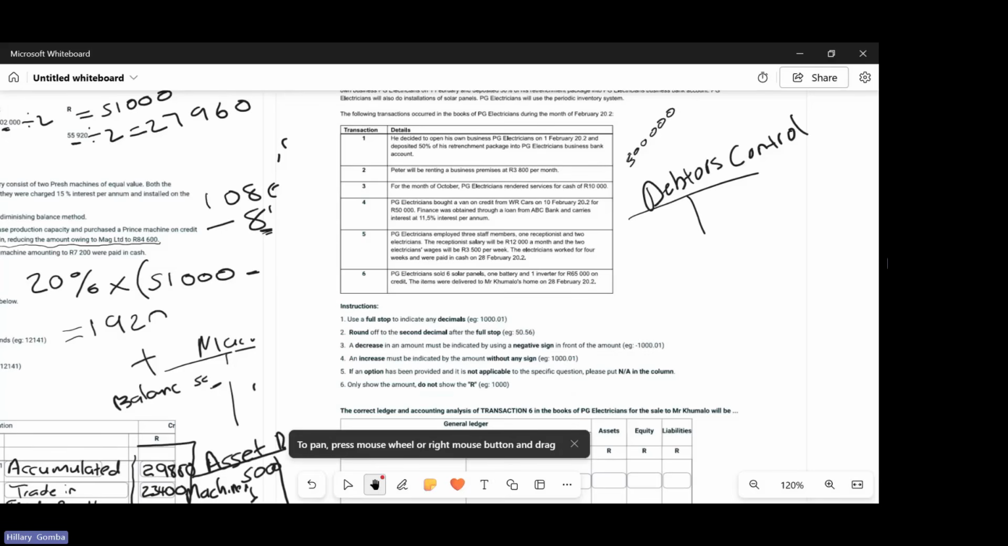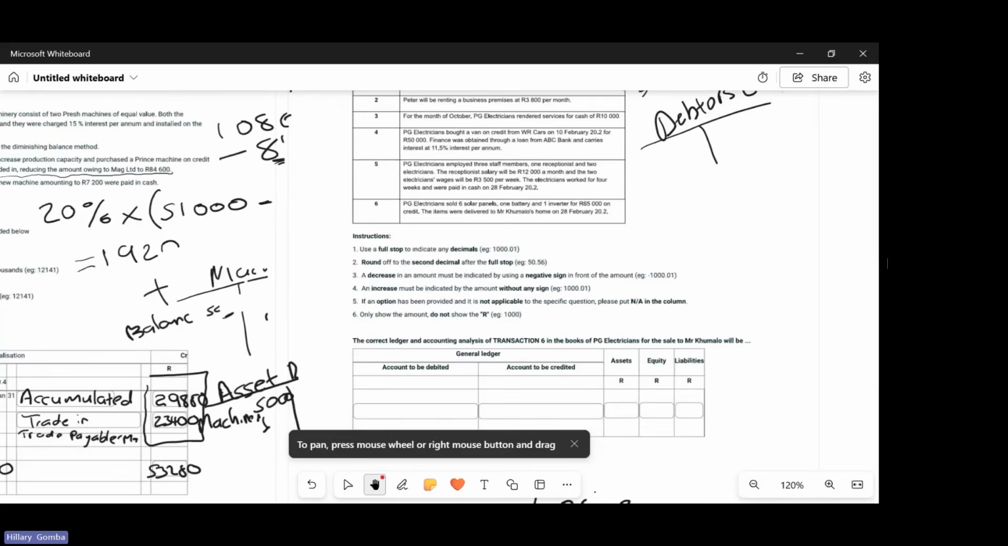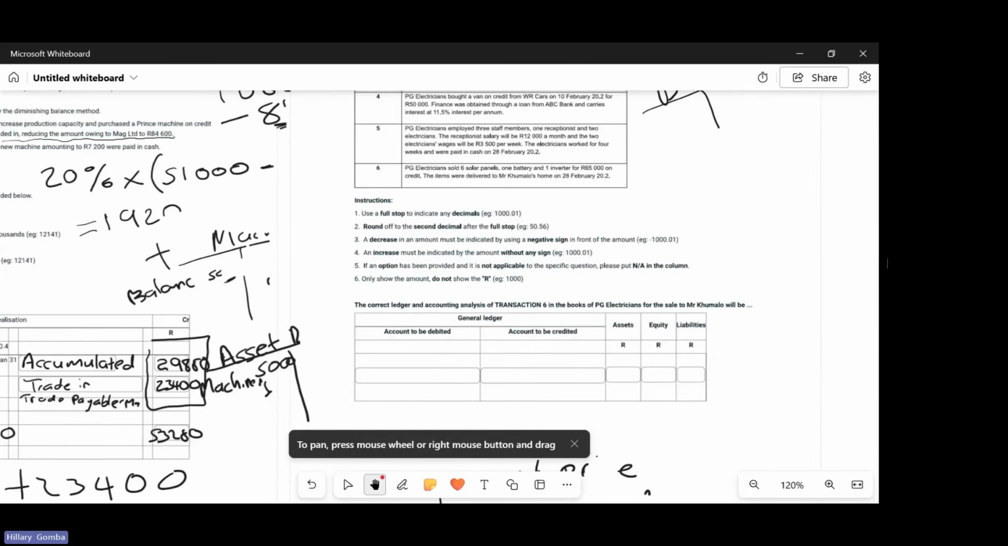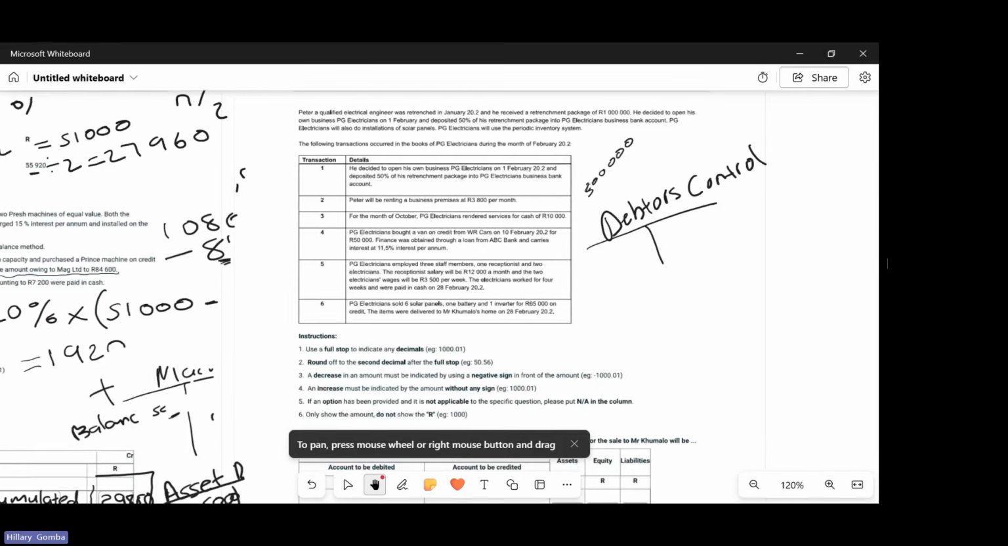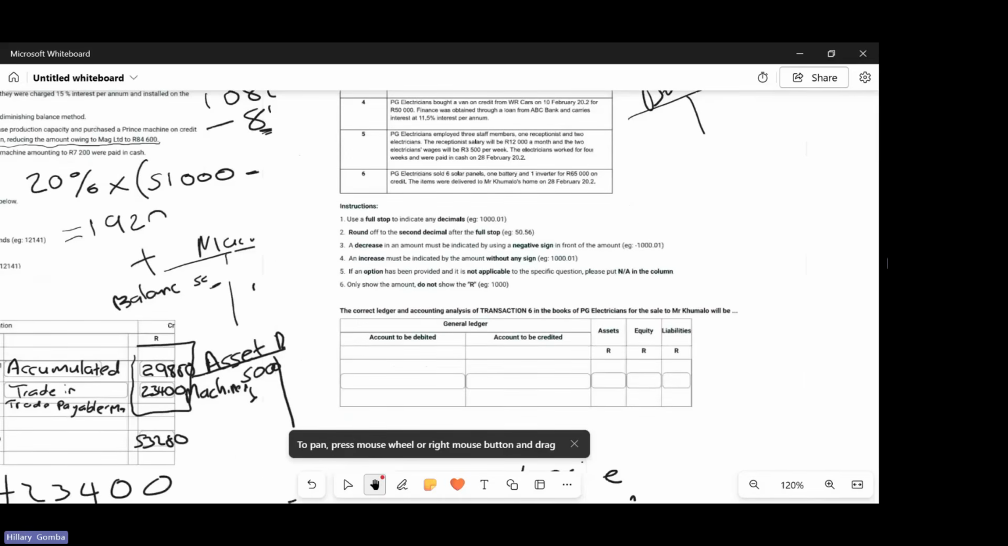So which means our sales is increasing, which is also part of our trade receivables account because we sold these goods on credit. So now they want you to find out which account you debit and which account you credit when such a transaction occurs. And if you find those two accounts, how are they being affected? Is it an asset? Is it an equity? Or is it a liability? So first things first, we had a client, Mr. Kumalo.